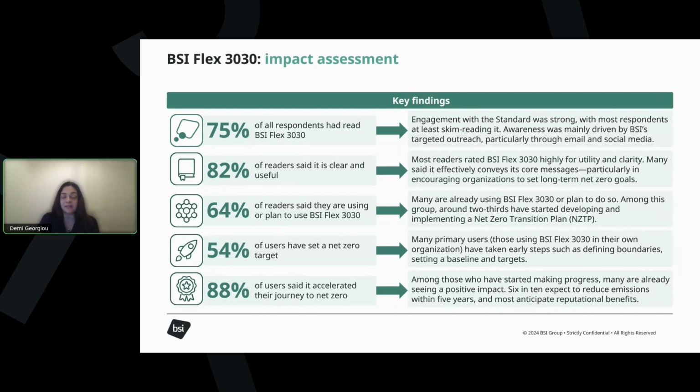64% of those who read it said they are using it or planning to use it. So many have already begun to use it, and among this group, around 2/3 have already started to develop and implement a net zero transition plan.